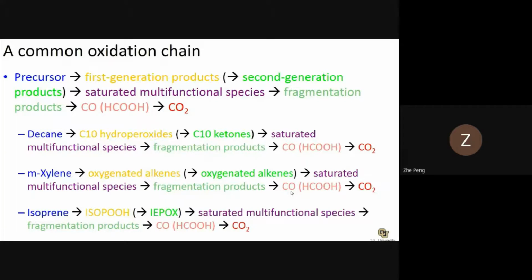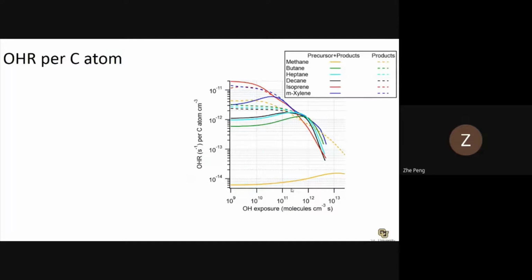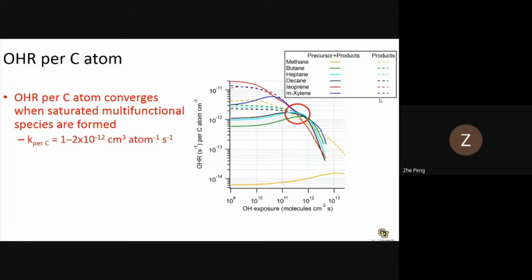So this is a qualitative result. Based on that, if we want to find a more quantitative trend, first we should reduce the impact of the different sizes of precursors. So we calculated OH reactivity per initial carbon atom. And here's the result. For different precursors, their OH reactivity per carbon atom can be orders of magnitude different. But once saturated multifunctional species are formed, OHR per C atom converges.